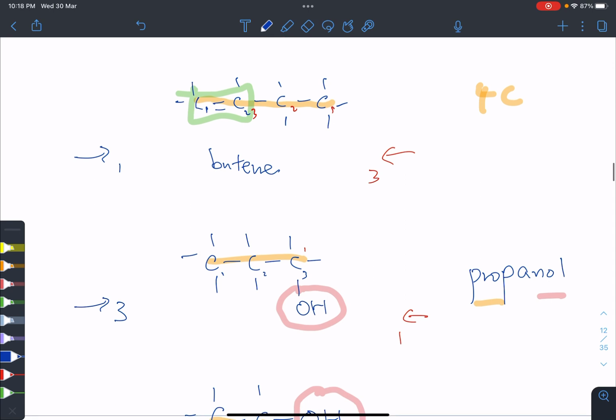Okay, next one. 1, 2, 3. 3 carbon. So it's prop. And you see an OH. So I call it propanol. Then I will check the position. If I come from the left, the OH is at the third position. But if I come from the right, it's the first position. So I can either call it propan-3-ol or propan-1-ol. Of course, I choose the easiest one, propanol. Hence, you get propanol.